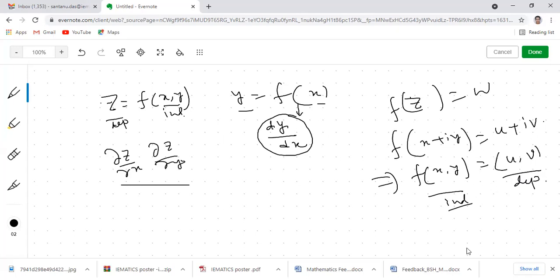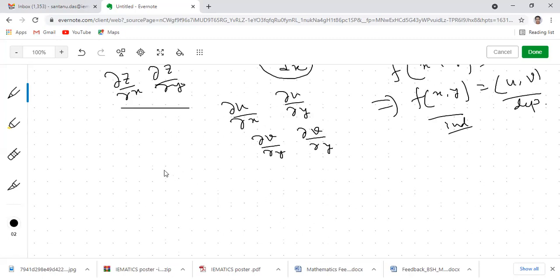So how many total partial derivatives will we be getting here? 4 partial derivatives, because there are two dependent variables. Each and every dependent variable will change with respect to the independent variables. So here we will be getting 4 partial derivatives: del u del x, del u del y, del v del x, del v del y.